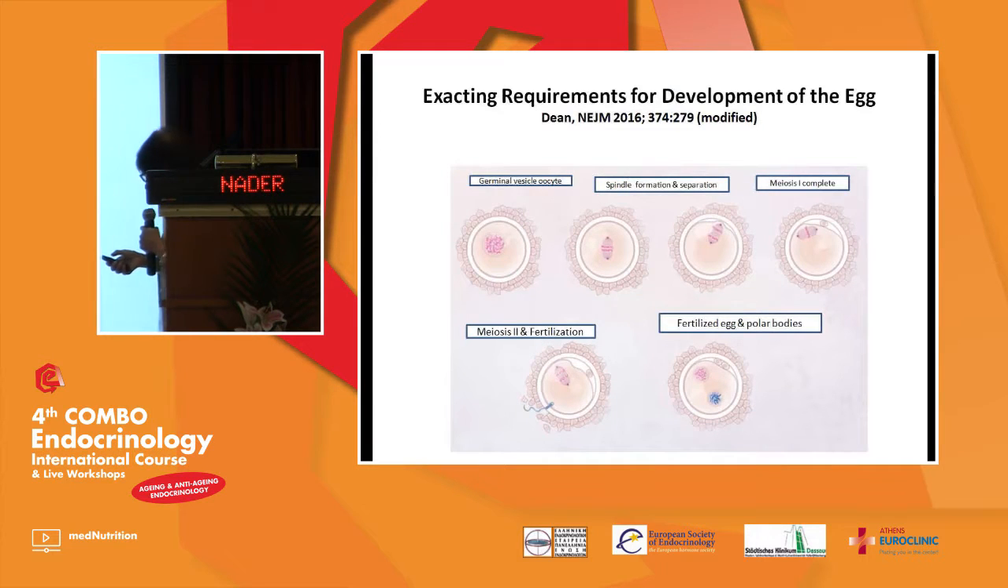And here is a diagram from a recent paper showing, again, the germinal vesicle intact oocyte, spindle formation, completion of meiosis 1 with extrusion of the first polar body. Fertilization leads to completion of meiosis 2, and then you have the two pronuclear stage and the two polar bodies.